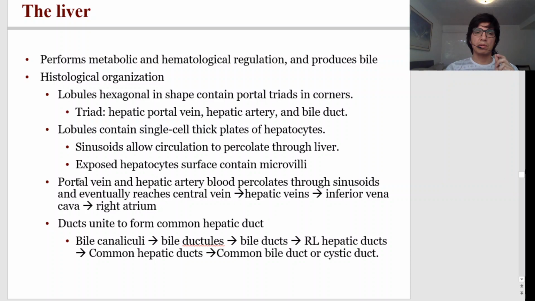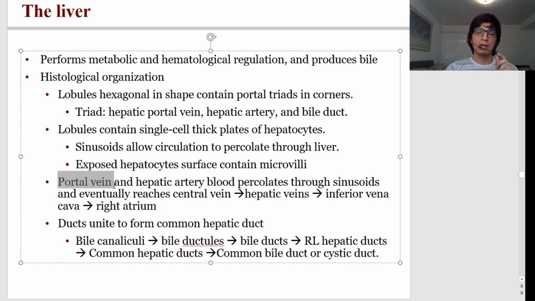This is a view of how the circulation within the liver occurs. You have your portal vein and hepatic artery blood percolating through the sinusoids, eventually reaching the central vein. From the central vein, it goes to the hepatic vein, inferior vena cava, and eventually the right atrium. So basically, components coming from the digestive system and oxygen percolate through the sinusoids, and this blood, regulated by the liver for nutrients, returns through the inferior vena cava as deoxygenated blood.